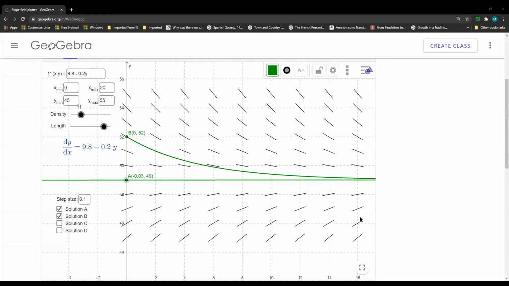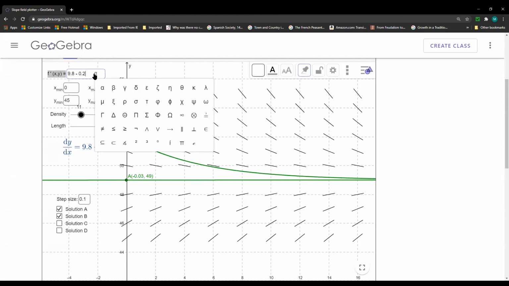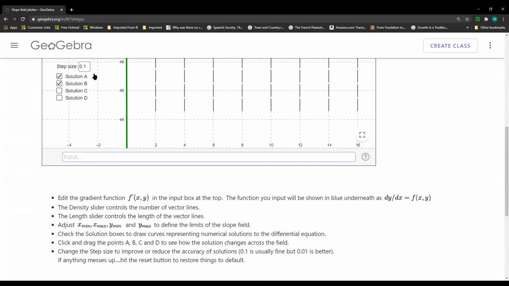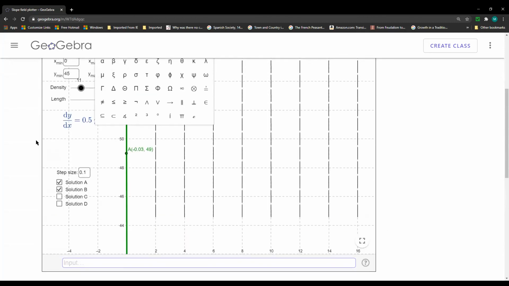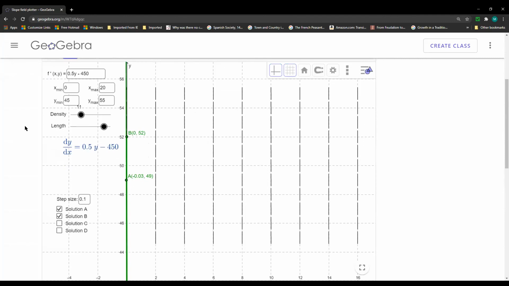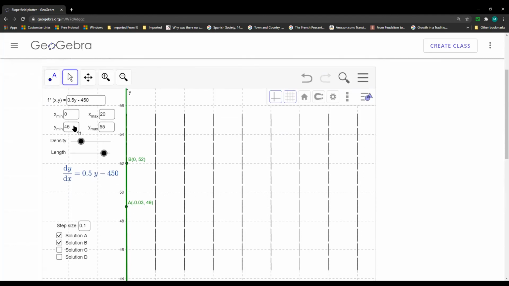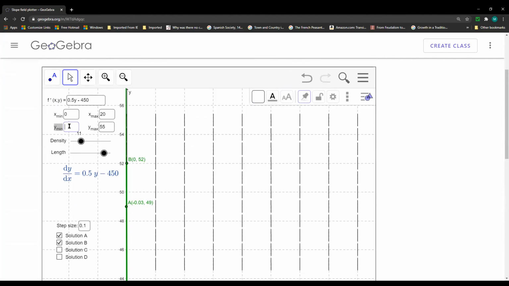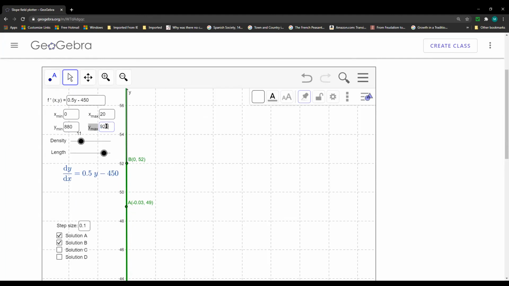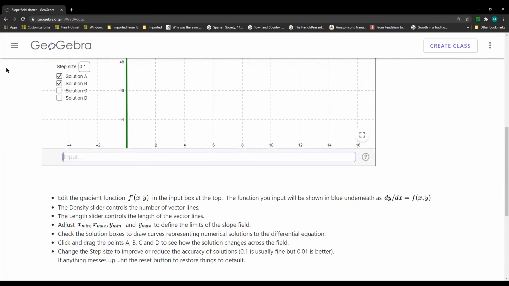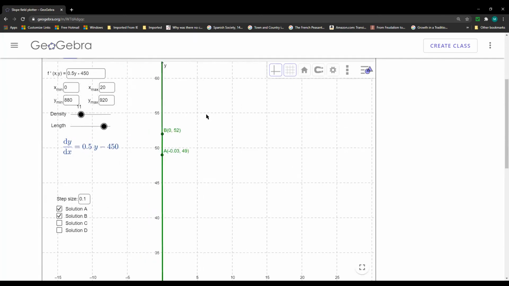Okay, and then we can go ahead and plug that in. So we've got 0.5, and then we're using y for the variable, minus 450. And immediately you can see that things kind of turn into a mess in the picture. And that's because we need to zoom in around 900. All right, so let's go ahead and change this to 880 to 920. And now it's just completely off the page. So what we need to do is just zoom out.